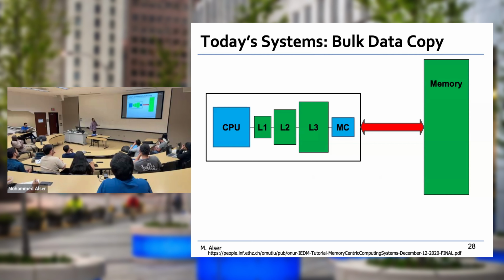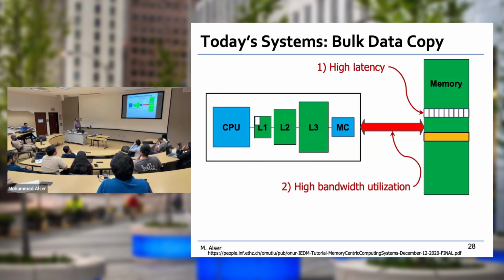So here's an example. I have the main memory, a memory controller, and a hierarchy of caches. I want to move data through the CPU to copy it and send it back to the memory. So I activate one row, go back to the caches, and then to the CPU, and then send it back to the row where I want to copy this entire row. Now, what are the problems here? I have three main problems.